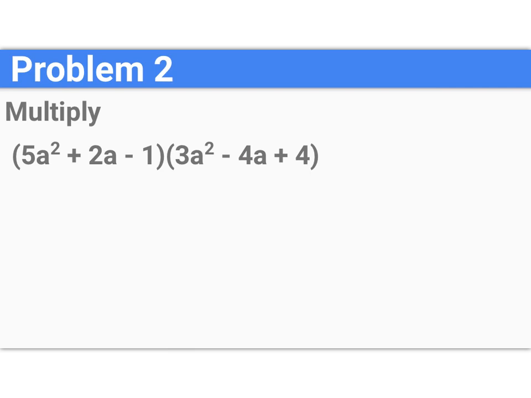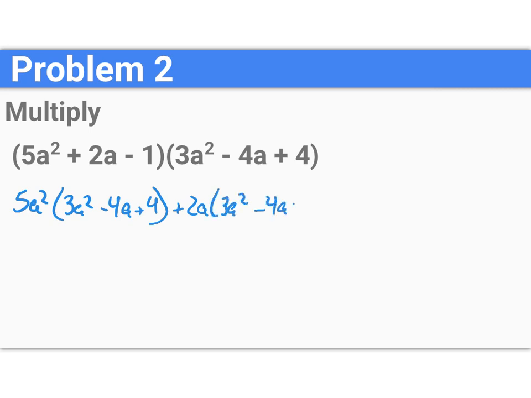So you get y cubed plus 6y squared plus 18y plus 27. Okay, so now I'm going to multiply this one horizontally. So I'm going to take 5a squared and multiply it by the whole polynomial, the trinomial, plus 2a on the outside, and it has to distribute. Minus 1 times 3a squared minus 4a plus 4.